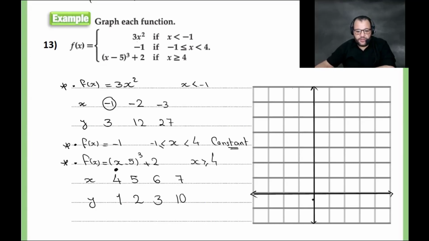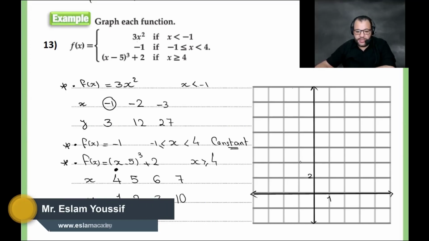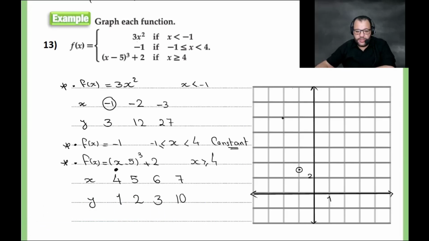So we have here 1, and that's 2. The first point that we have is -1 and 3, which will be open. -2 and 12: 2, 4, 6, 8, 10, 12. So that's how the graph will look. That's how the parabola will look. Just 1 minute.